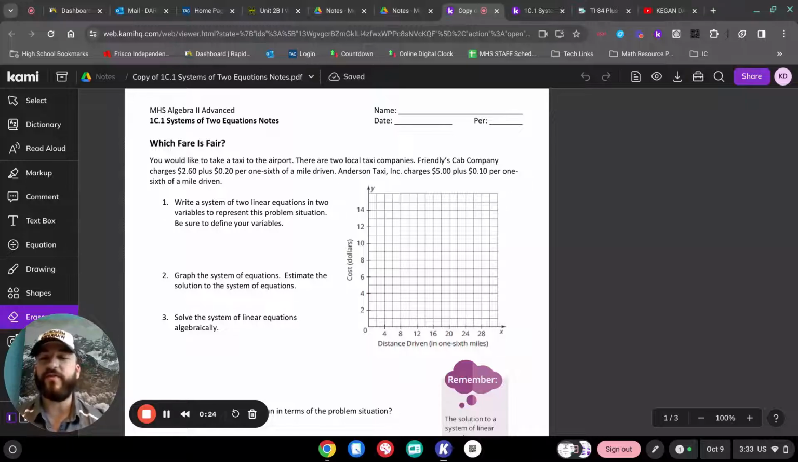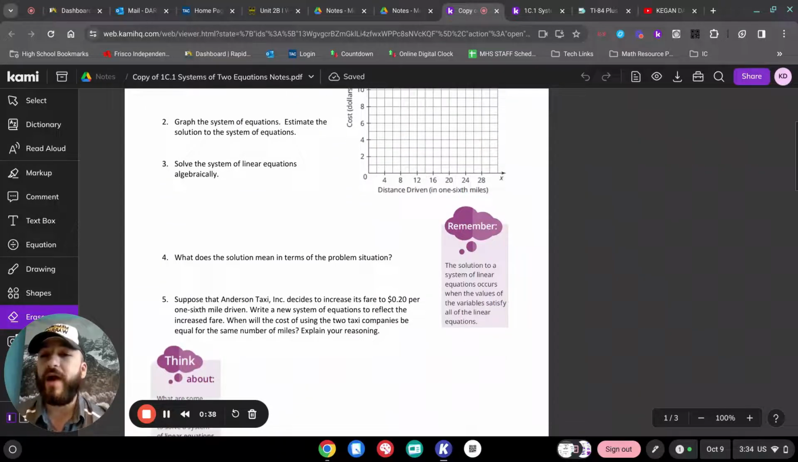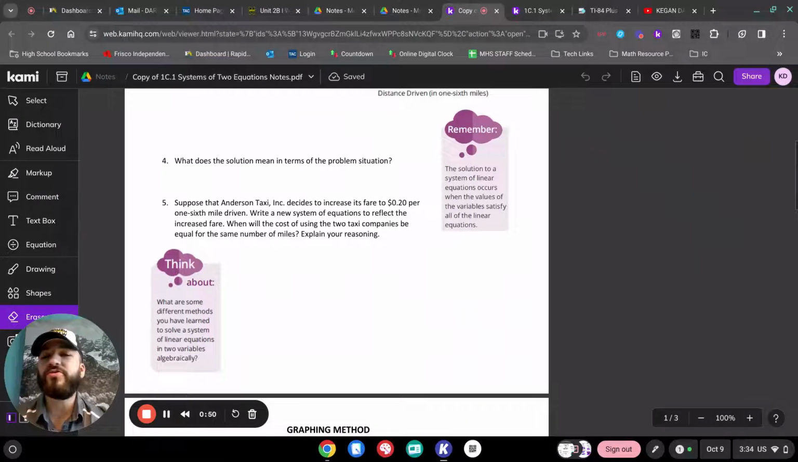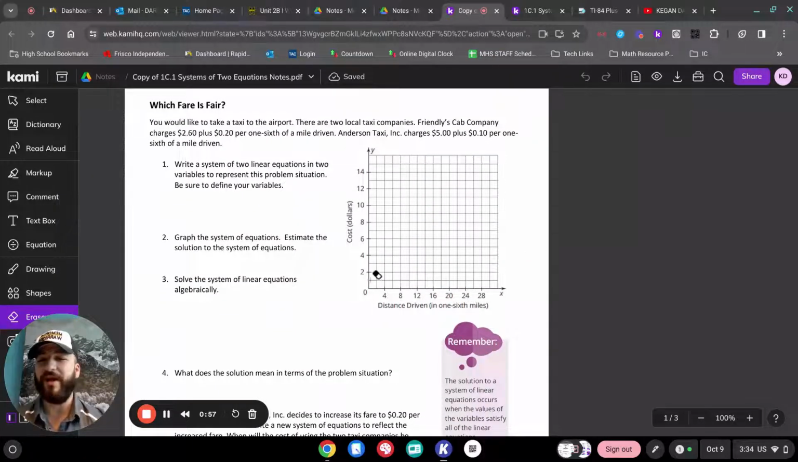So to start this off for our notes today, I want you to go ahead and do this warm-up, which, fair is fair, about 2 different taxi rides you could take to the airport. Try to complete as much as you can. Write a system of 2 linear equations for each of the companies. Graph that system. If you can by hand, if you need a little help, you can use your calculator. Then solve that system of linear equations algebraically with any method that you feel comfortable with. And then draw some conclusions there in number 4 and number 5. So go ahead and pause me now, and I'll go over this here in just a moment once you're ready.